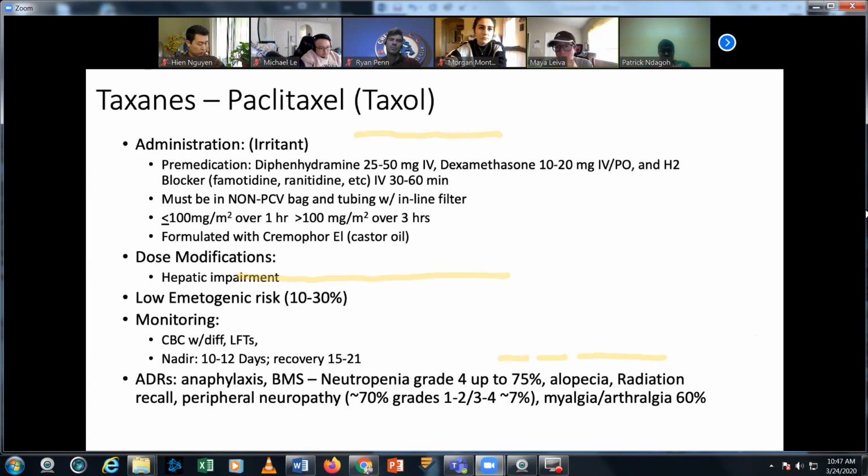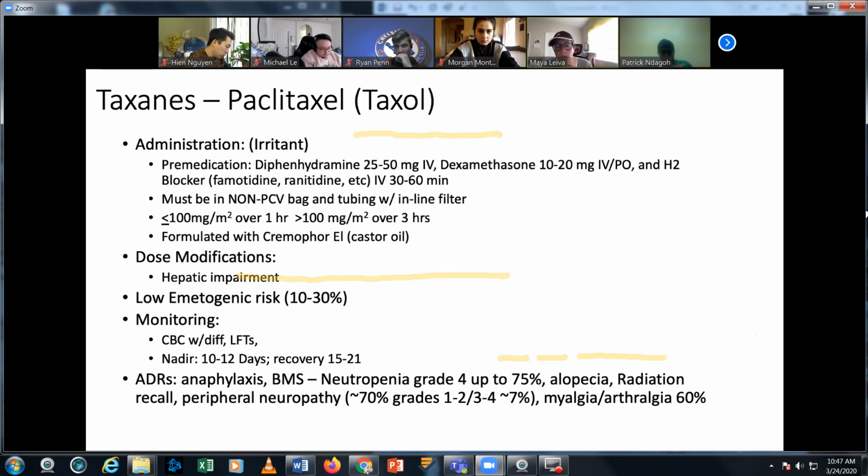Taxanes are also notorious for radiation recall. So a patient can have had radiation a while ago, receive a taxane, and then the field gets irritated. And peripheral neuropathy is extremely common. My patients describe it as like bubbles under their fingers and toes. Of all the rate-limiting toxicities, neuropathy and Taxol are probably the biggest reason why we either discontinue the drug or we decrease the dose.